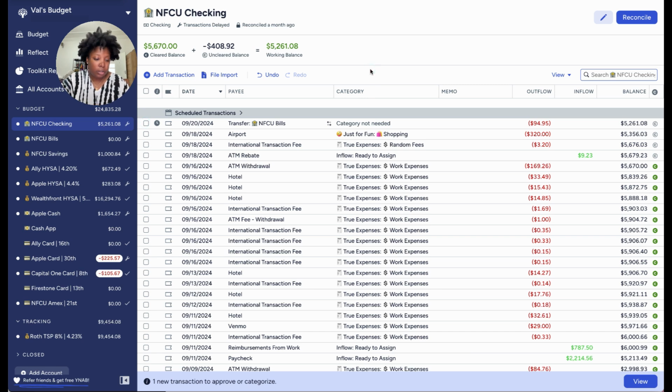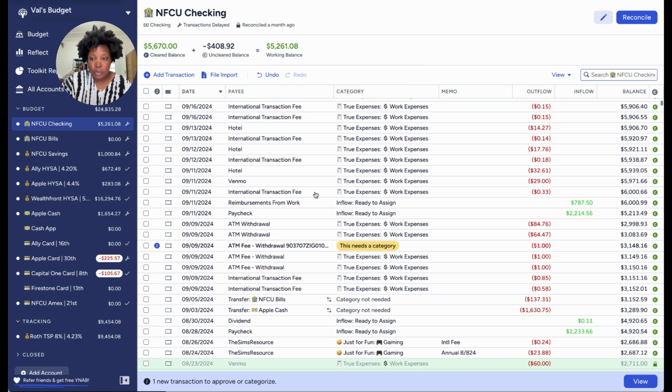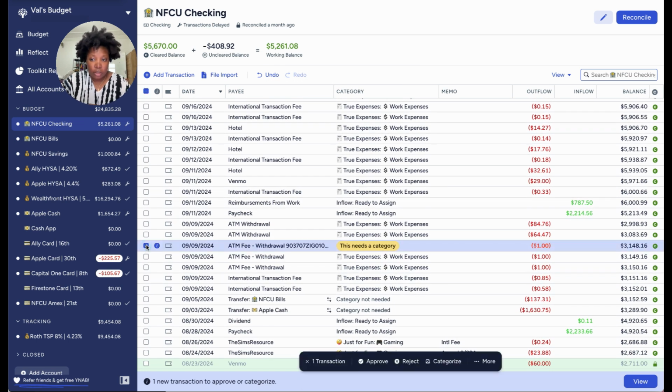All right, so again, my balance shows $5,227.14. So we are off. But this one is not here. This is an extra dollar amount on the 9th. 1, 2, 3.